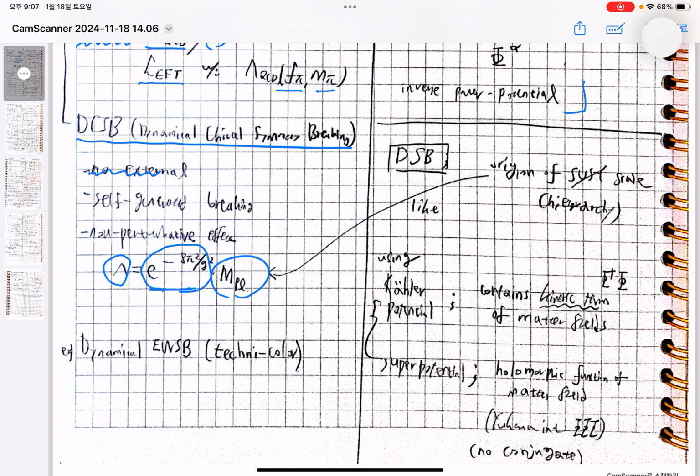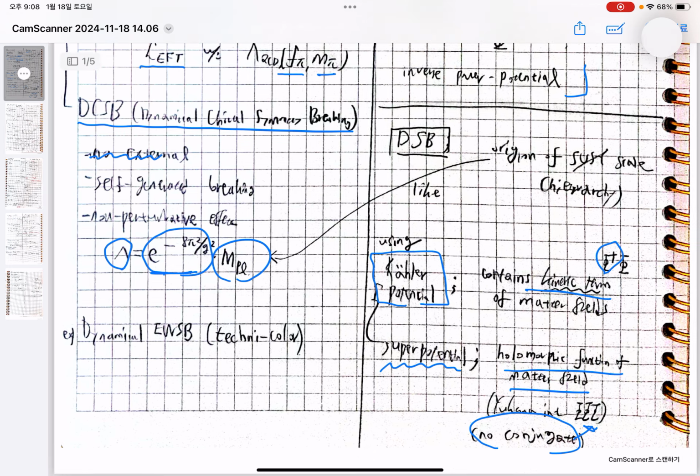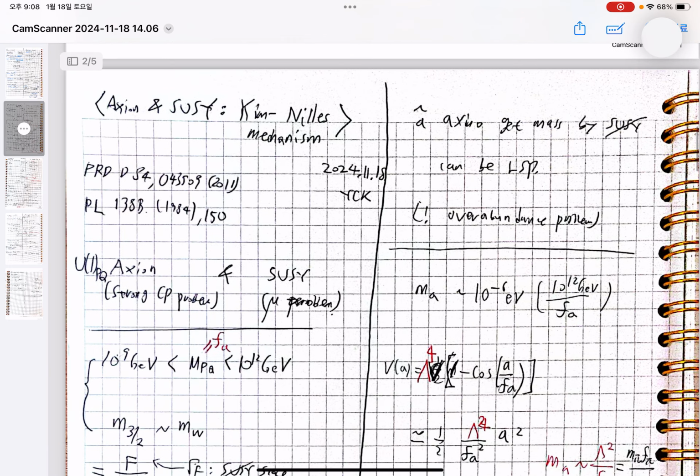And there are several possible choices. We already saw the superpotential, which is a holomorphic function of the matter fields, so there are no conjugates of the chiral superfield. But we can also use the Kähler potentials, which contain the kinetic term and complex conjugates of the chiral field.